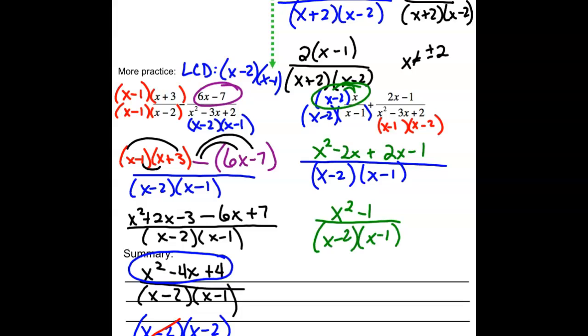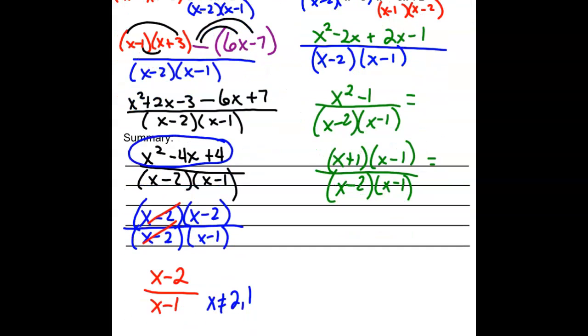And once again, we can factor that further. X squared minus 1 would factor into x plus 1 and x minus 1. We're going to list our restrictions and say that x cannot equal a 2 or a 1. And now we can reduce out an x minus 1 piece. So my final reduced fraction here is x plus 1 divided by x minus 2, with the restriction that x cannot be 2 or 1.